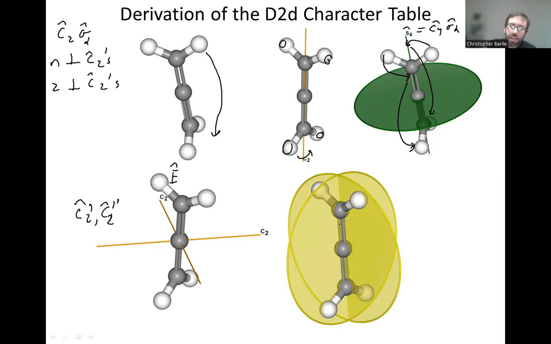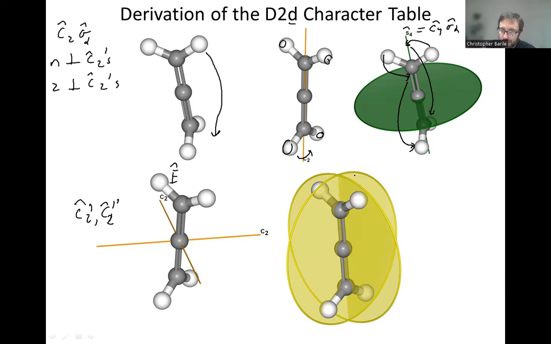And whether you call these sigma v's or sigma d's doesn't really matter too much, but we know there's no D_nv point groups. There's no D2v point group. And so because the name here is D, we're going to call them sigma d's.